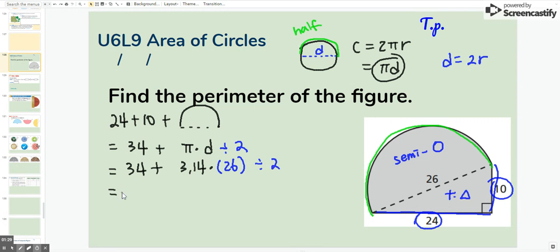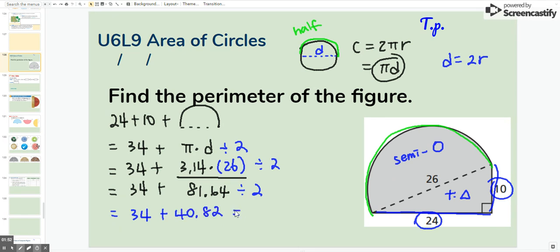So if you do it on your paper, 34 plus this value is going to be 81.64. If you divide it by 2, then it is going to be 34 plus 40.82. So if you add them together, what is it? 74.82. There's no unit, so I'm going to just put unit here.